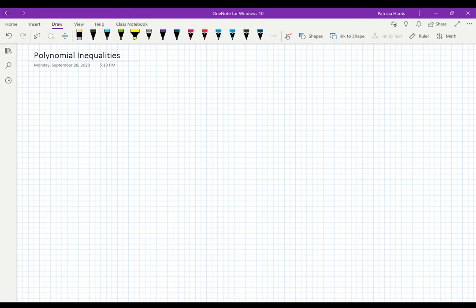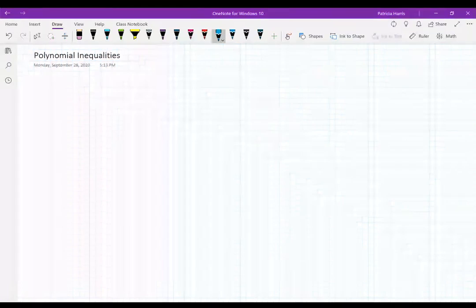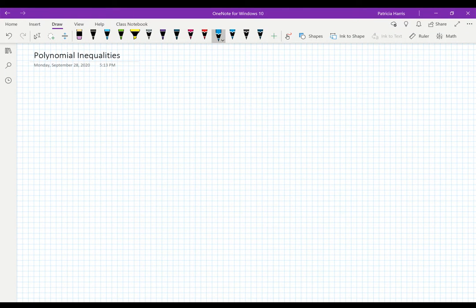Okay, today we're going to work on polynomial inequalities. So to first solve a polynomial, we have to know what it is. You guys are very adept at solving quadratics, but today we are going to concentrate on polynomials of a degree greater than 2.